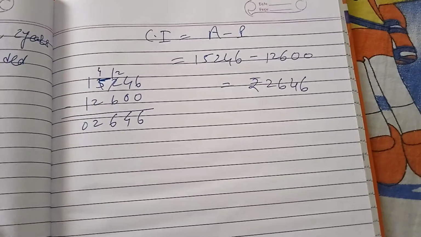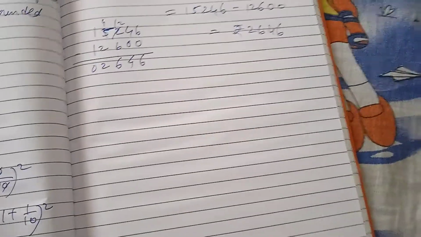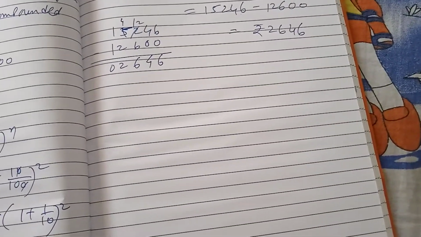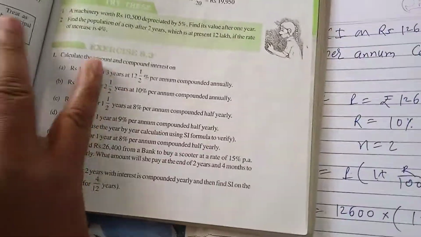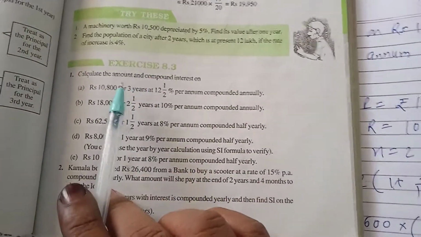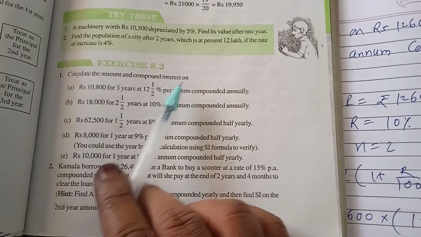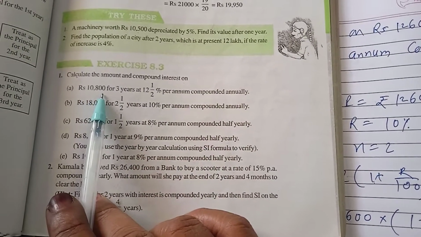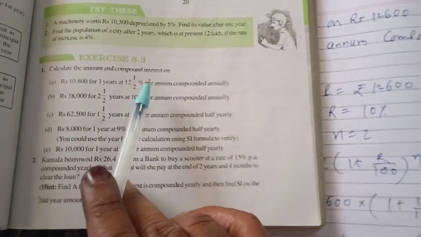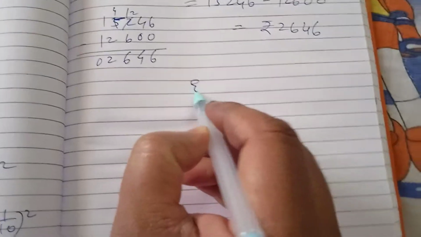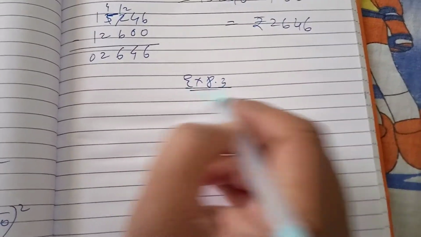Now after that, we take some questions from the new exercise. This is our new exercise 8.3. First question: calculate the amount and the compound interest on rupees 10,800 for 3 years at 12.5% per annum compounded annually.